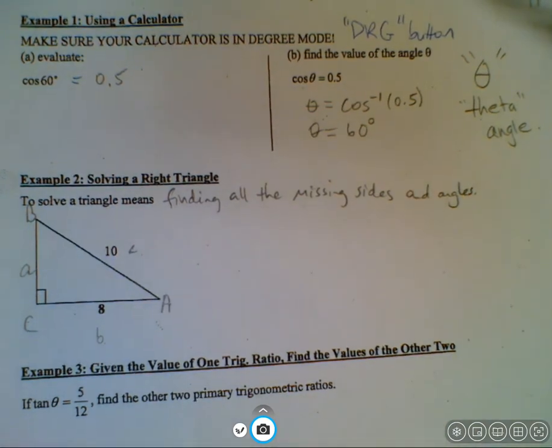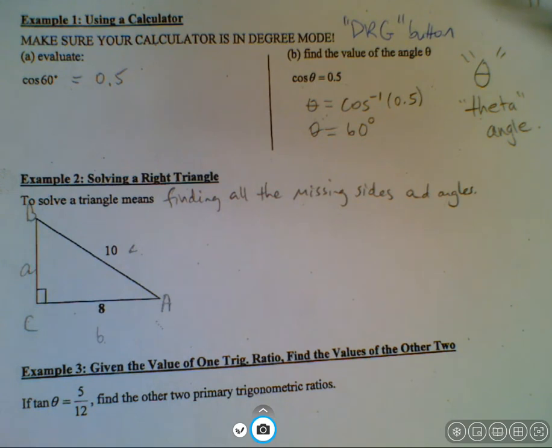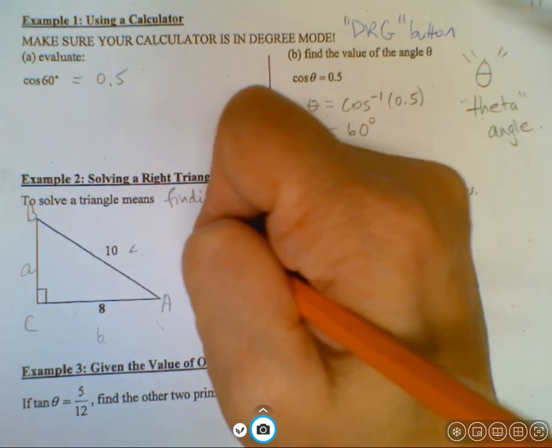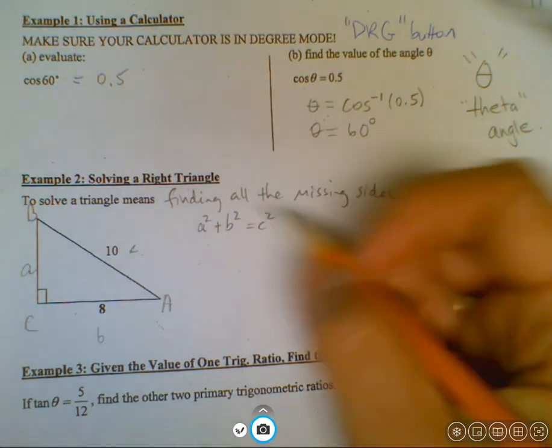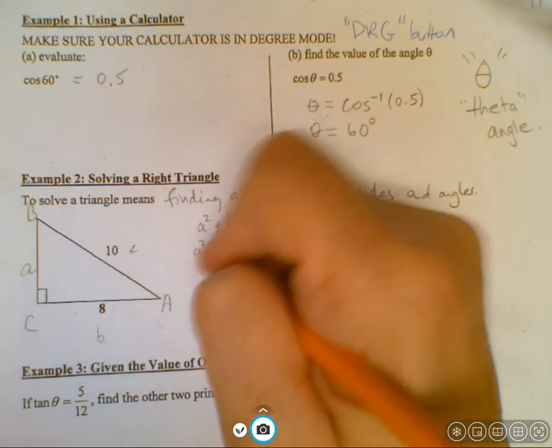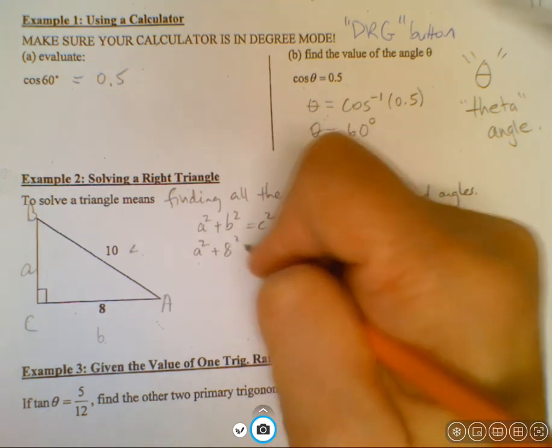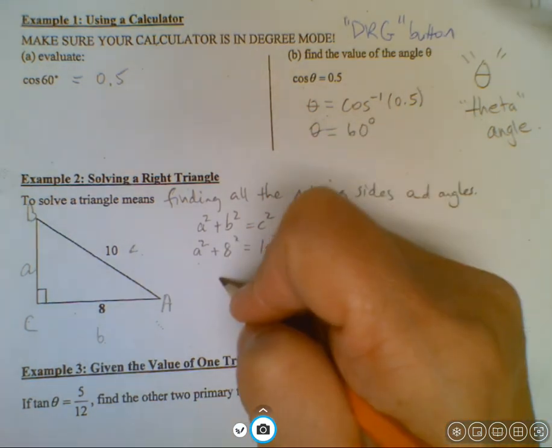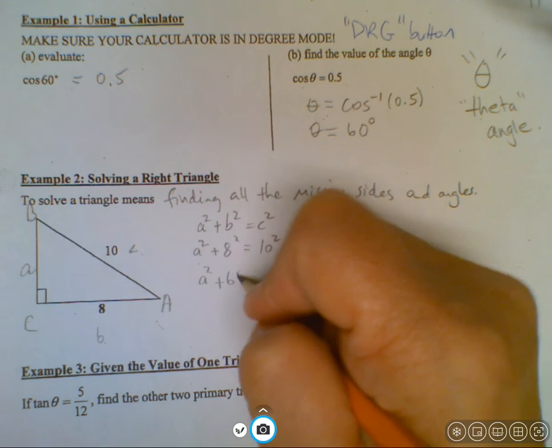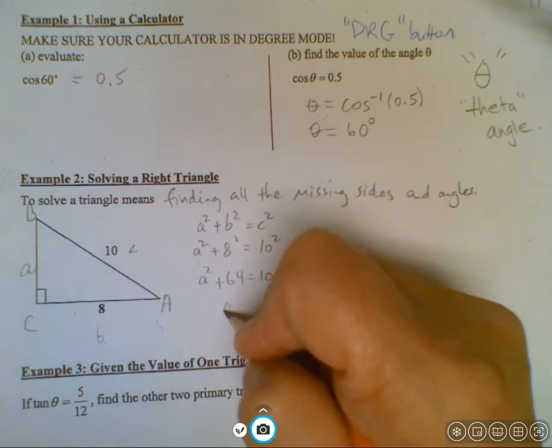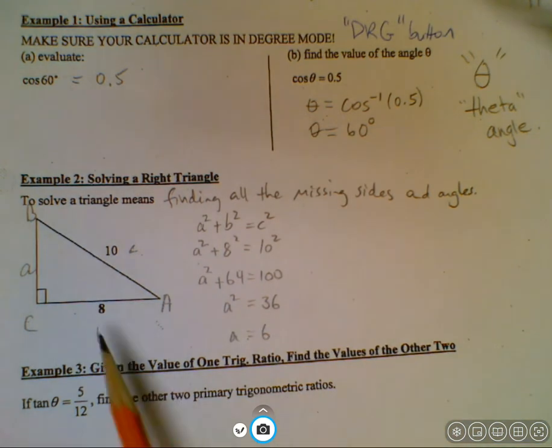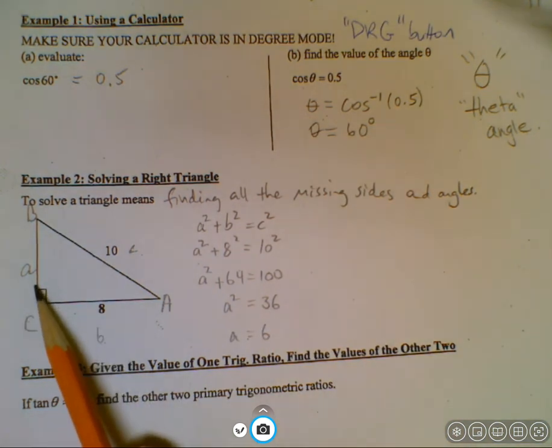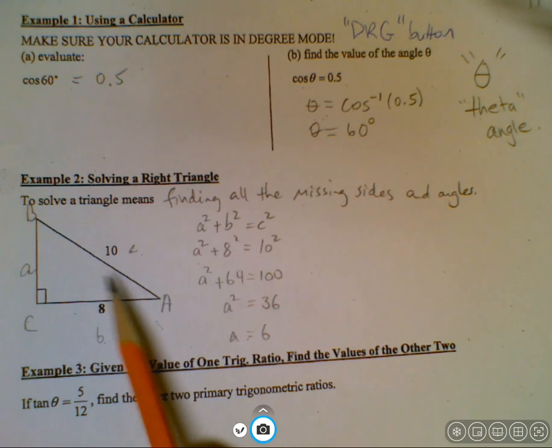First thing I notice is I have two sides, so to get the third side, the easiest thing I could do is apply the Pythagorean theorem. So Pythagorean theorem says little a squared plus little b squared is little c squared. Little a squared is what I'm trying to find, plus 8 squared equals 10 squared. Now I can solve for this. Little a squared plus 64 equals 100. A squared is 36, so a is 6. So now I know that a is 6. Okay, now I got all the sides.